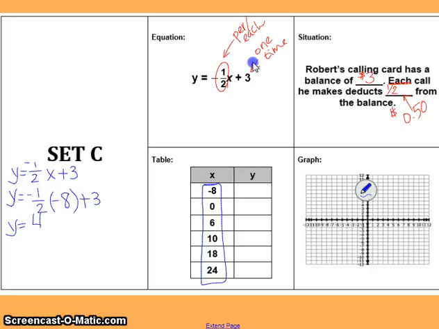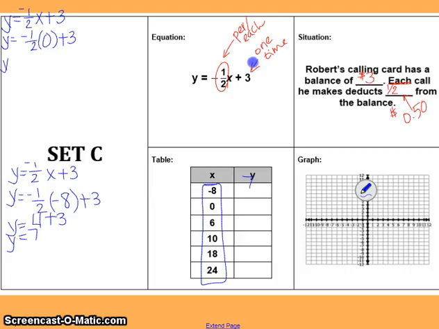So I have y is equal to 4 plus 3. And I know that 4 plus 3 gives me 7. So this first value in my y will be 7. Then I have to plug in my 0 for the next one. And so I have the same equation, y is equal to negative 1/2 x plus 3. But now instead of plugging in that negative 8, I'm going to plug in 0. So I have y is equal to negative 1/2 times 0 plus 3.